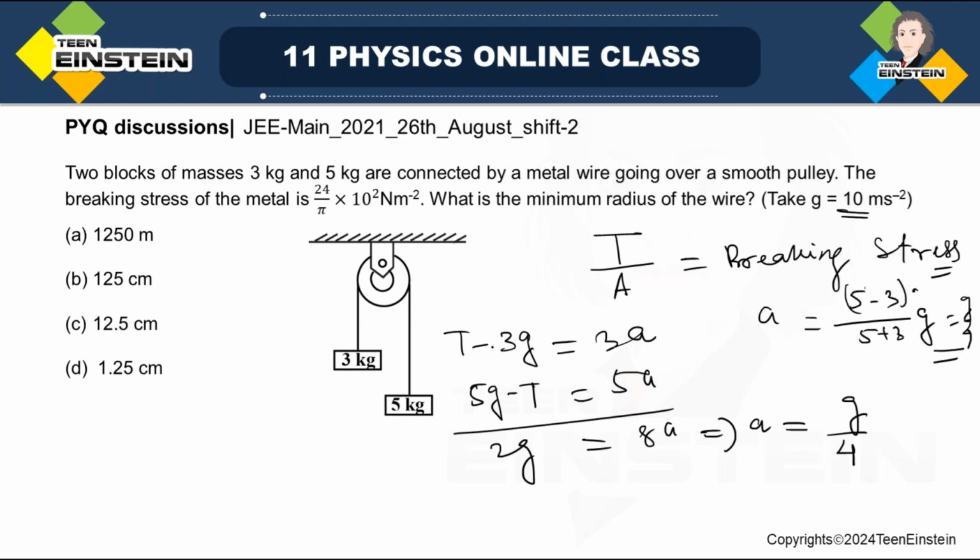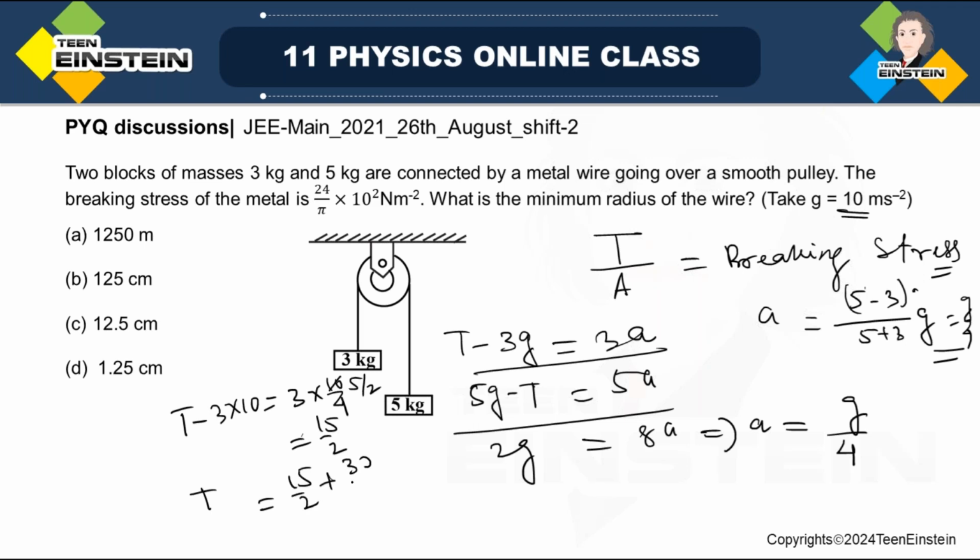Now you just find out the t from the first equation maybe. So t minus 3 into g by 4, which is 3 into 10 by 4. 10 by 4 means 5 by 2, so 15 by 2, and here t equals 15 by 2 plus 30. This will give you actually 75 by 2. So we have got what is t.